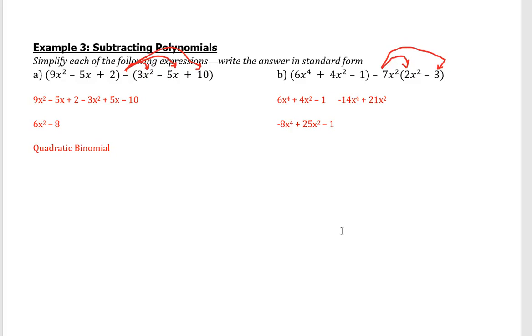This would be called quartic, because our highest power of x is 4. It's a fourth degree is the quartic name. And trinomial, because we have 3 terms.